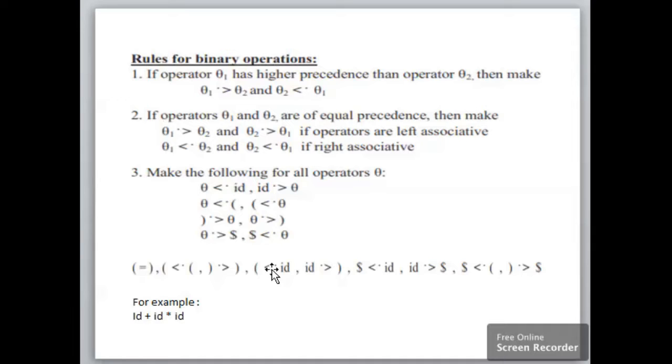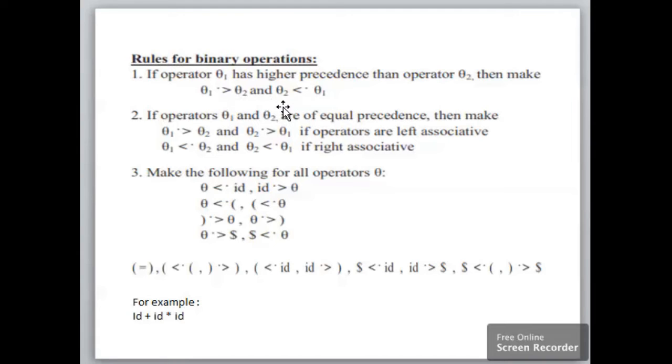Now there are some rules for putting these precedence relations. For example, if I take two operators, theta 1 and theta 2, and I assume that theta 1 has a higher precedence as compared to theta 2, then we write theta 1 greater than theta 2 and theta 2 less than theta 1. For example, if I take theta 1 to be an asterisk and theta 2 to be plus, it means that asterisk has a higher precedence compared to plus. In the same way, plus has a lower precedence as compared to asterisk.